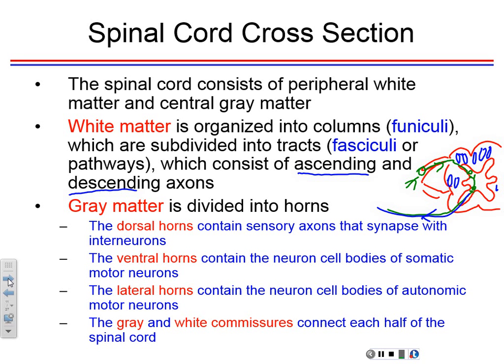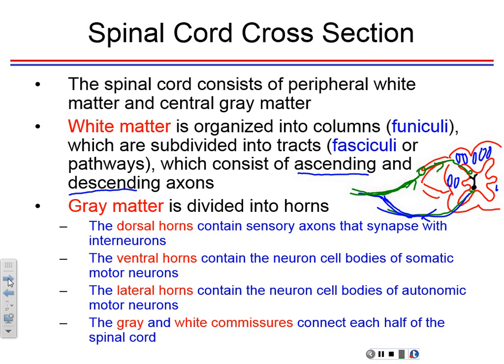That then will do what? Synapse with these guys. I put an interneuron right there. It's between the sensory, for the most part, and the motor going out. Okay? And then one thing I didn't say is that the motor neuron and the sensory neuron will unite outside of the spine, like here, to form the spinal nerve. Okay, so the definition of a spinal nerve is the union of the dorsal and ventral roots. Okay, and I'll show that later on.